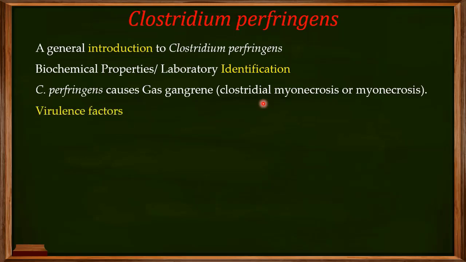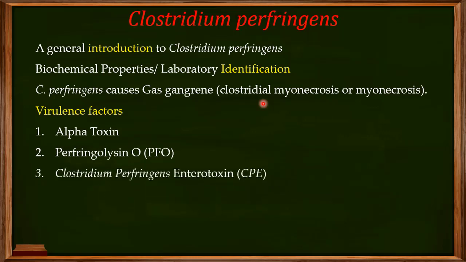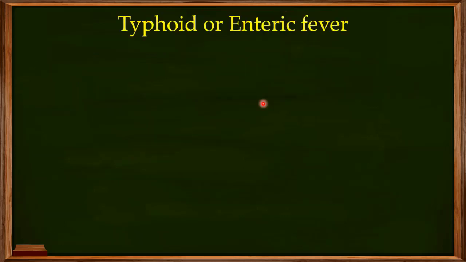Then we talk about the important virulence factors of C. perfringens. That would include the alpha toxin, perfringolysin O, and the Clostridium perfringens enterotoxin, important virulence factors of Clostridium perfringens. Then we'll see about the diagnosis of C. perfringens, the symptoms, and then the treatment and prevention of Clostridium perfringens.